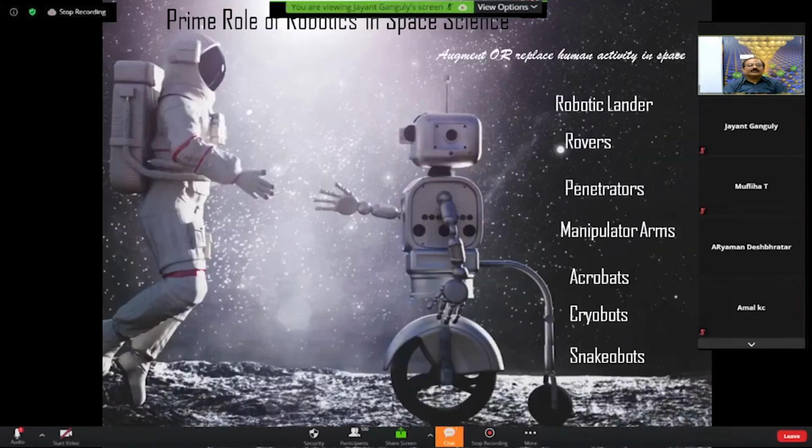Now, specific to today's talk, we are seeing the role of robotics in astronomy, astrophysics, and space science, that convergence. The primary role of robotics is the different classes of robots which are used up till now for further studies and understanding them. So why are these robots used?